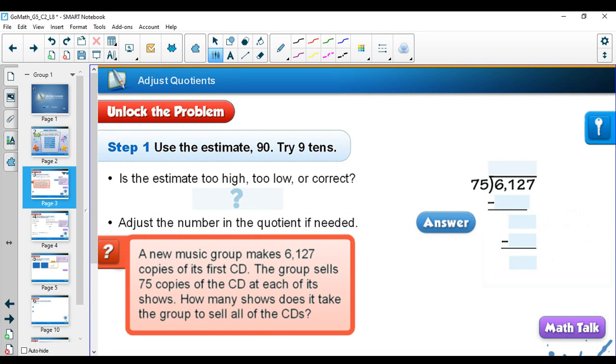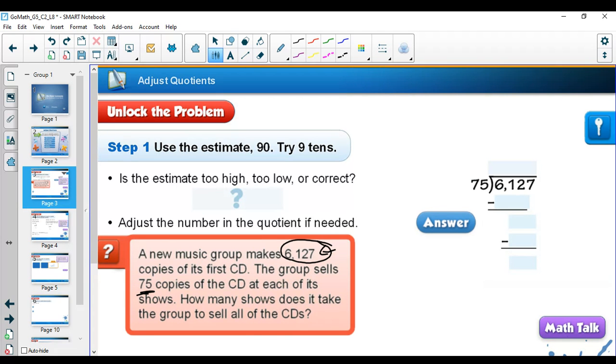Here our story problem is a new music group makes 6,127 copies of its first CD. The group sells 75 copies of the CD at each of its shows. How many shows does it take the group to sell all of the CDs? So this is a division problem because we know how many copies of the CD they have in total. We know how many they sell at each of its shows, and we want to know how many shows it takes, right? So we need to find out the number of groups.